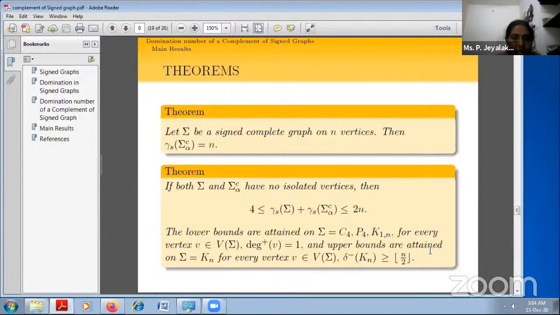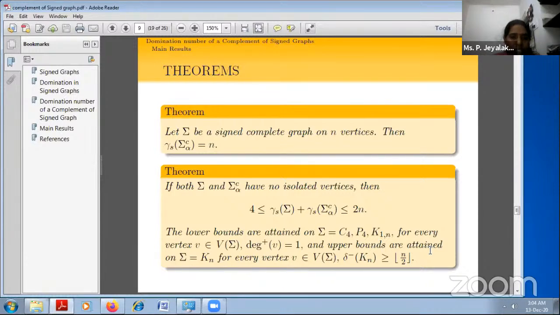Next theorem: if sigma is a signed complete graph on n vertices, then gamma_s of sigma alpha complement is equal to n. Next theorem: if both sigma and sigma alpha complement have no isolated vertices, then 4 is less than or equal to gamma_s of sigma plus gamma_s of sigma alpha complement, which is less than or equal to 2n. The lower bounds are attained on signed graphs isomorphic to the cycle graph on 4 vertices, the path on 4 vertices, and K_{1,n}.